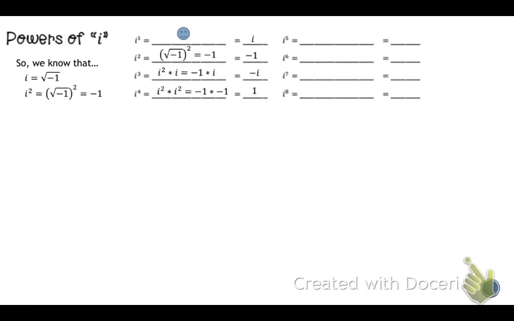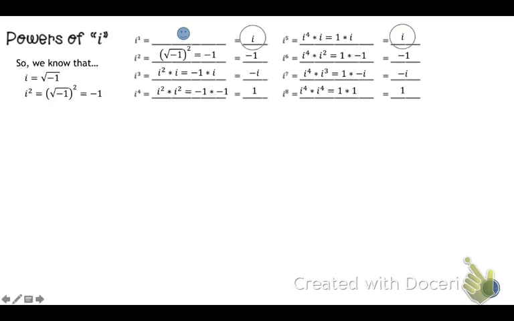Cool? Let's keep going. So i to the fifth, that's the same as i to the fourth times i. Well, i to the fourth is just 1. So 1 times i is i. i to the sixth, that's i to the fourth times i squared. Well, i to the fourth is 1. i squared is negative 1, so that's 1 times negative 1, which is negative 1. i to the seventh, that's i to the fourth times i cubed. Well, i to the fourth is 1. i cubed is negative i, which that ends up equaling negative i. Now, i to the eighth, that's i to the fourth times i to the fourth, which is 1 times 1, which is 1.